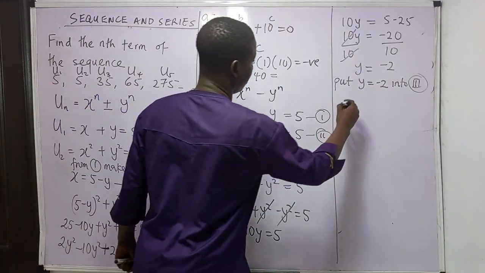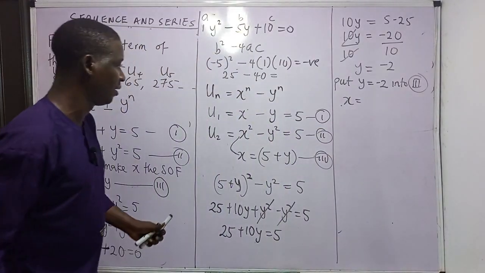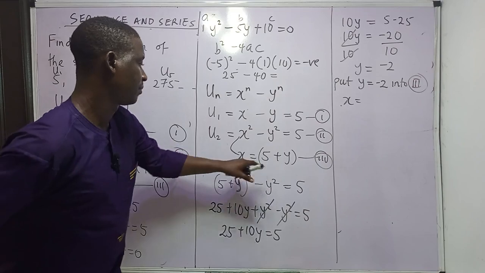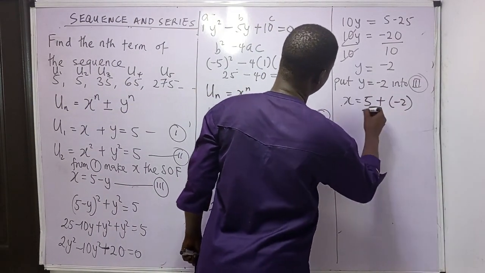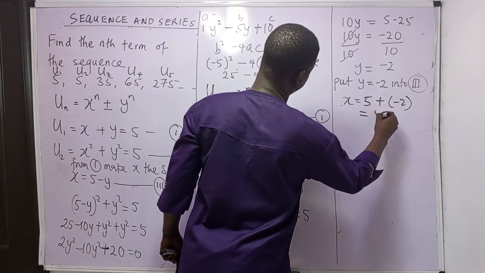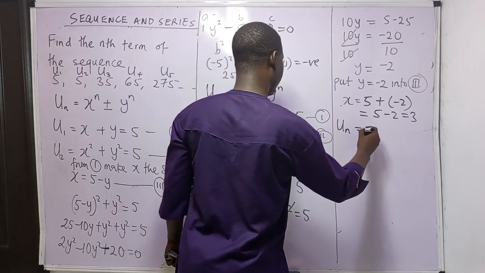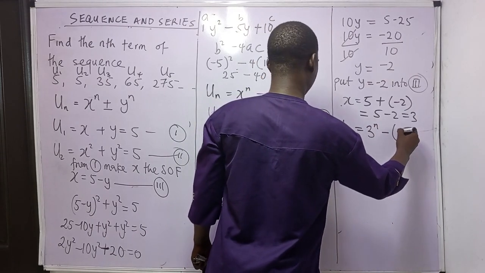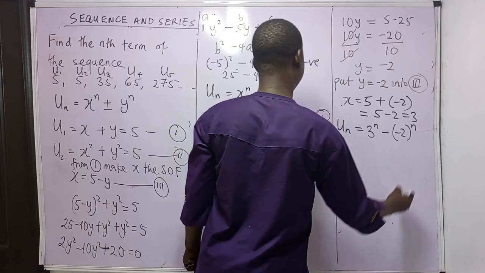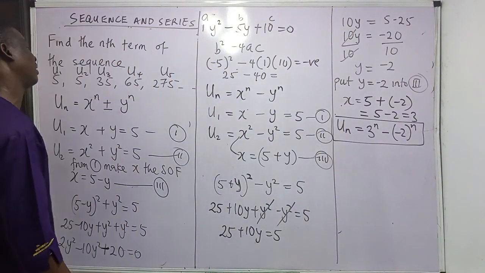So what do we have now? x is equal to, class, don't forget this is our x, equal to 5 plus y, which is 5 plus minus 2, which is 5 minus 2, equal to 3. So our un equals 3 raised to n minus 2 raised to n. That's our un. Now let us test it.